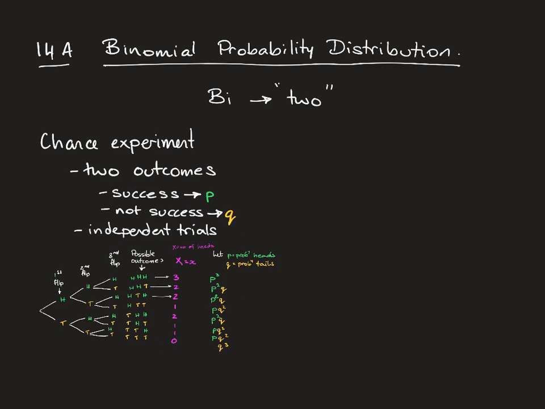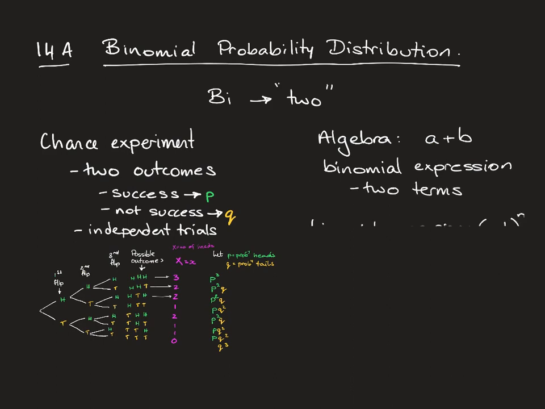So binomial distributions have to do with chance experiments with two outcomes. The whole word binomial also has to do with our work with algebra, and a binomial expression is an expression that has two terms in it. So let's go with just simple A and B for our two terms. We're going to look specifically at binomial expansion, where you take those two terms as a unit and you raise it to a particular power.